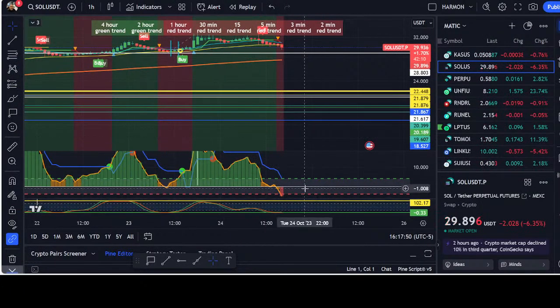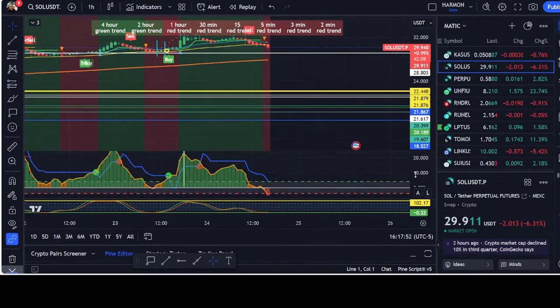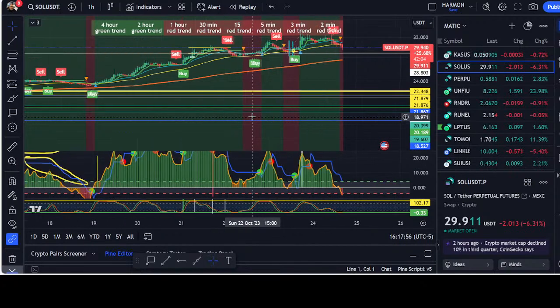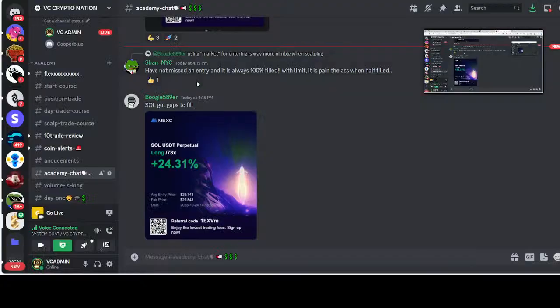Now, what I want to kind of use Solana for is how to look at the positions that we're looking for.